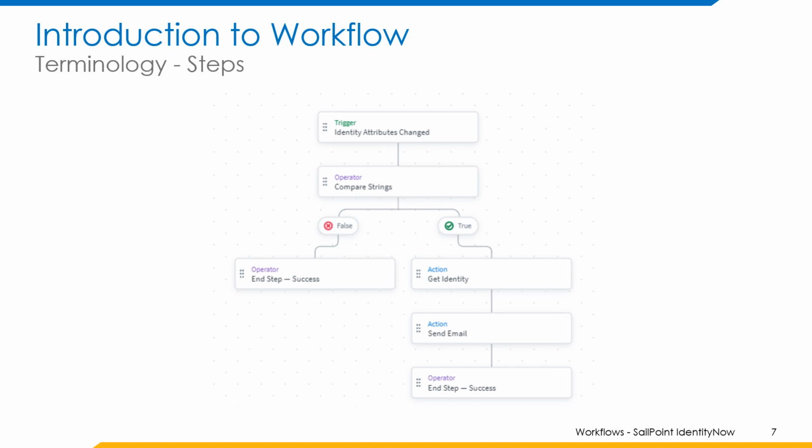Operators direct the data flow in any workflow. In general, it makes a conditional choice such as true or false and then selects the data flow path based on the result. End steps are also considered as an operator.